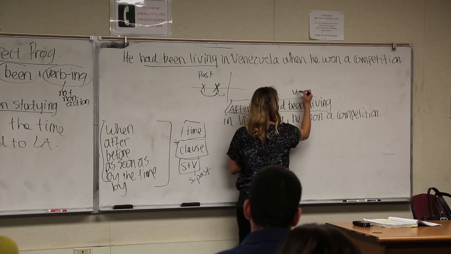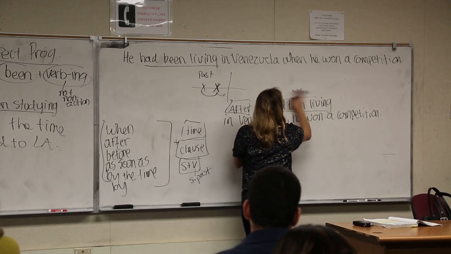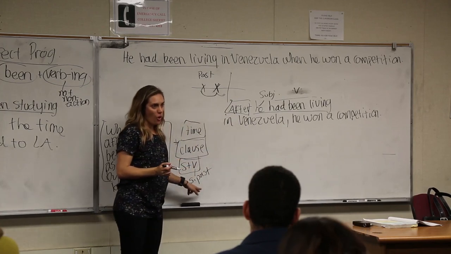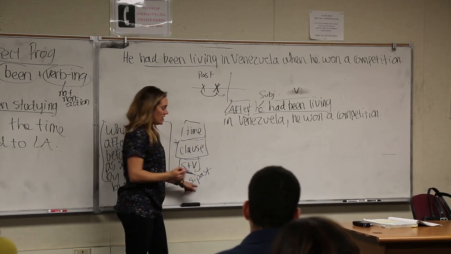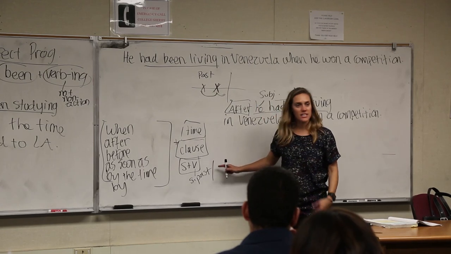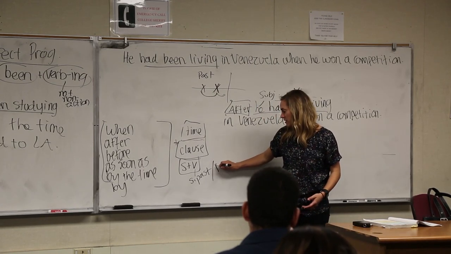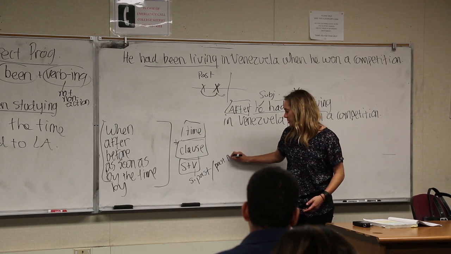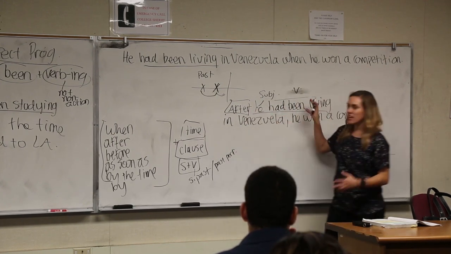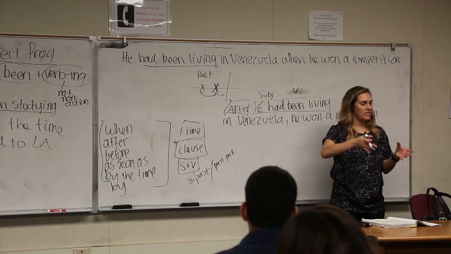And then we have the verb. But is the verb in the simple past? No. So it's not always going to be in simple past. You have to know, sometimes it's simple past, sometimes it's past perfect, sometimes it's past perfect progressive. It depends on what you're focusing on.